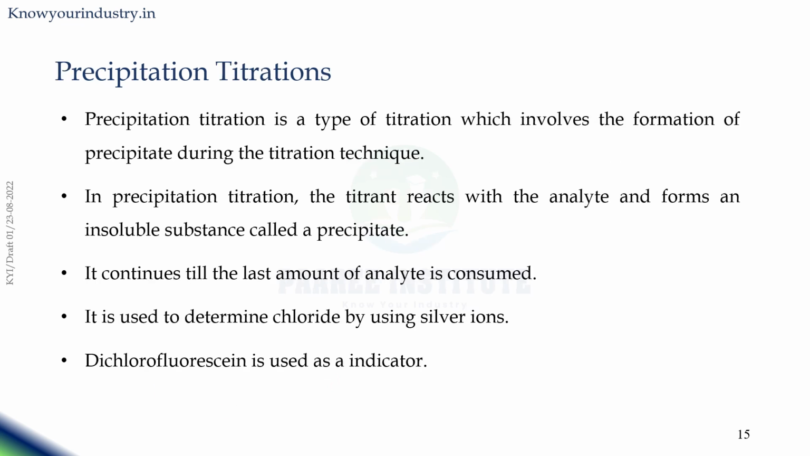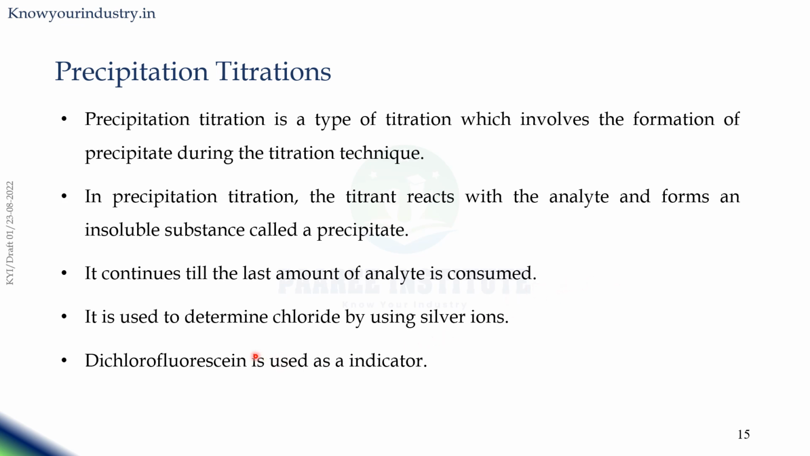Next type of titrimetric method is precipitation titrations. This is the third titrimetric method we are seeing. Precipitation titration is a type of titration which involves the formation of a precipitate during the titration. In this, the titrant reacts with the analyte and forms an insoluble substance called a precipitate. It continues till the last amount of analyte is consumed in the form of precipitate.